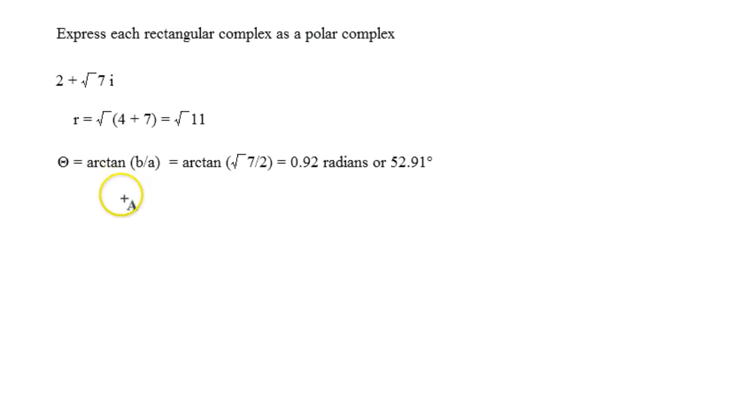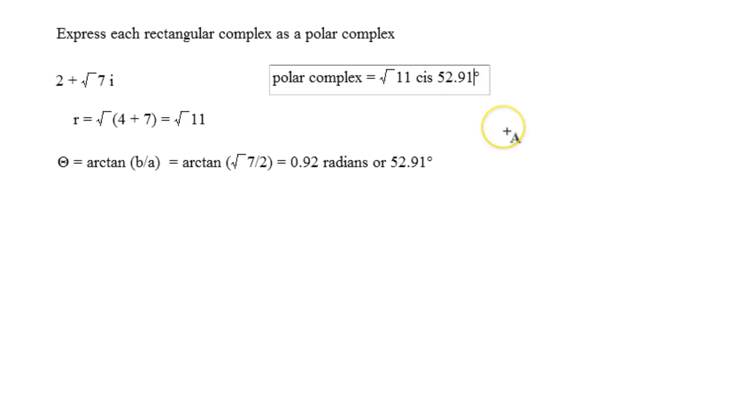Now that we know what theta and r are, we could actually set this up in polar form. So this polar complex number is going to be equal to r, which is root 11, so root 11 CIS 52.91 degrees. Or you can just say the radians too. So I'll just use radians, 0.92 rad. Make sure you say rad, of course.